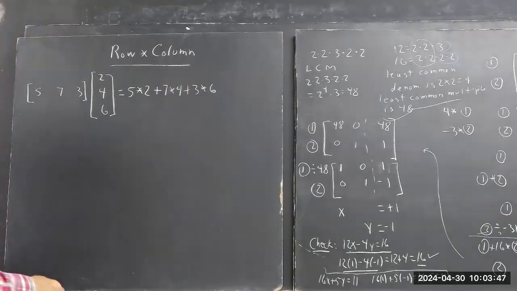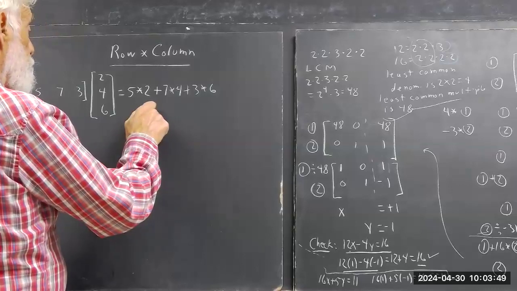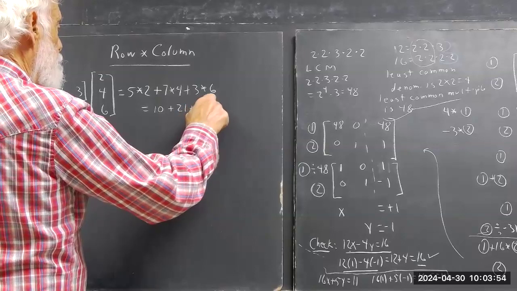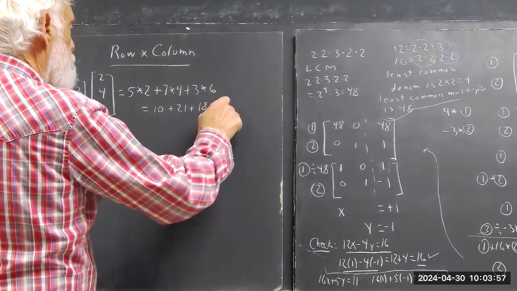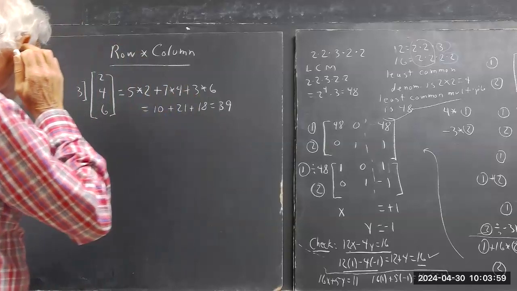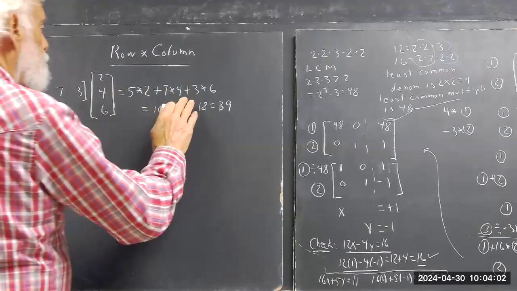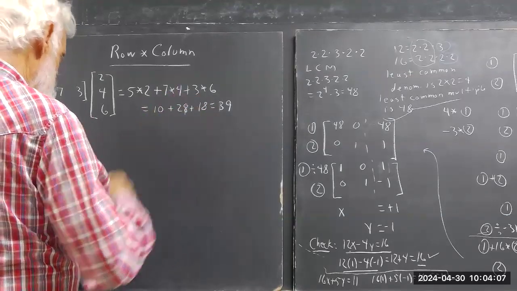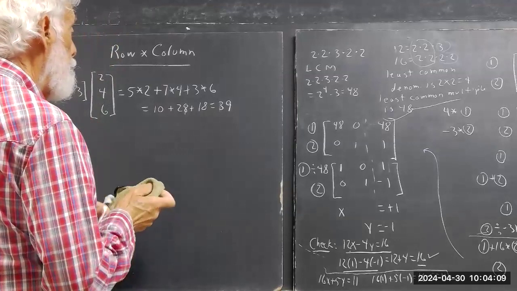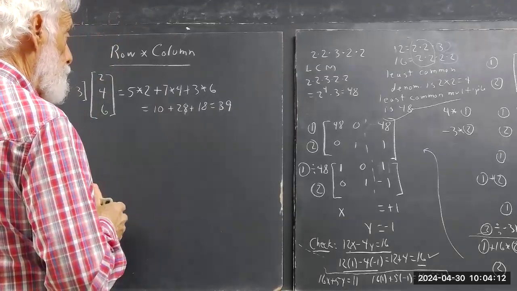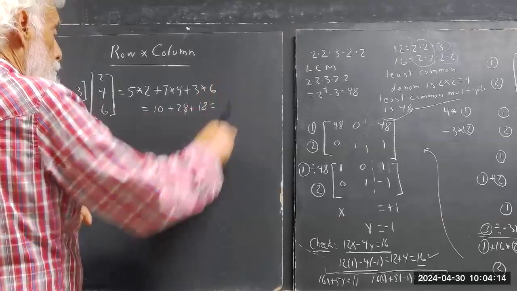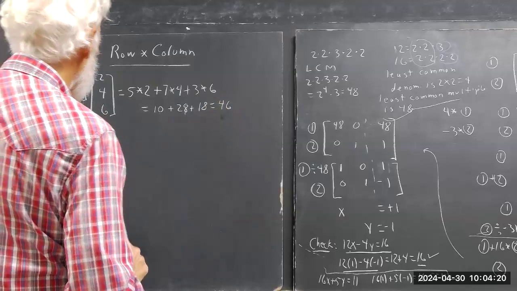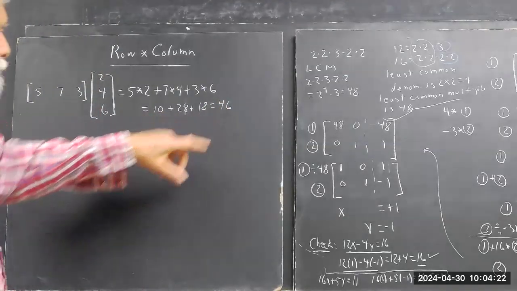Now you can do the arithmetic. Well, we're not going to bother with the arithmetic as far as explaining it. So that's 10 plus 21 plus 18, which is 39 if I didn't make a mistake. Well, that was 7 times 4 is 28. I saw the 3 there. Okay, so it's not 39. It's probably 46. Okay, that's 46. So this row times this column equals 46.